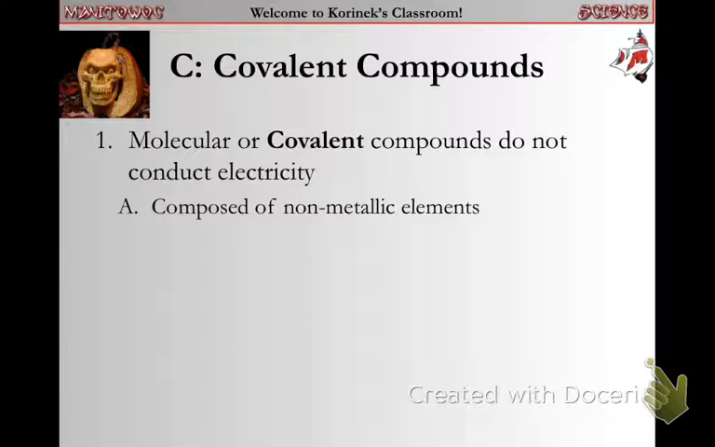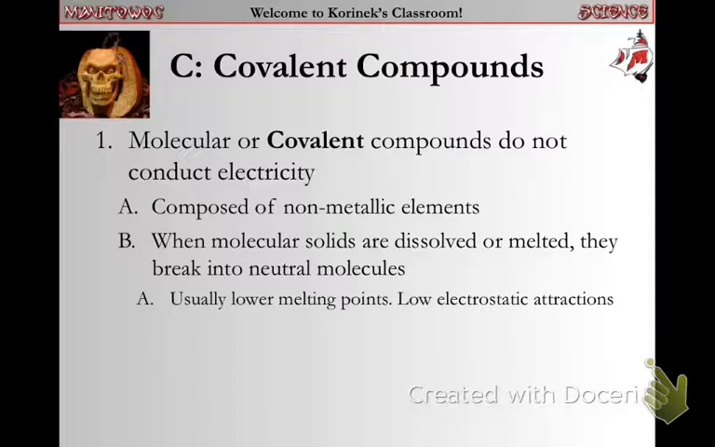Those particular molecules are combined using something called a covalent bond. And a covalent bond is actually due to the sharing of electrons instead of the transfer of electrons. Molecular solids, so sometimes these things can be in solid form, like wax is a really good example of a compound that is covalently bonded. When they're dissolved or melted, they break into neutral molecules. So, like when we dissolve salt, it breaks into ions. That does not happen with covalent compounds.